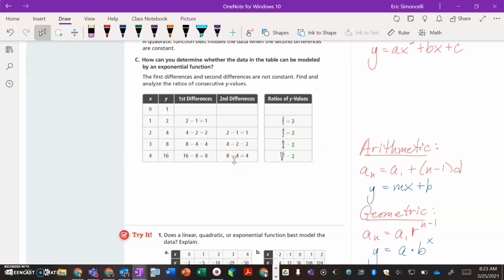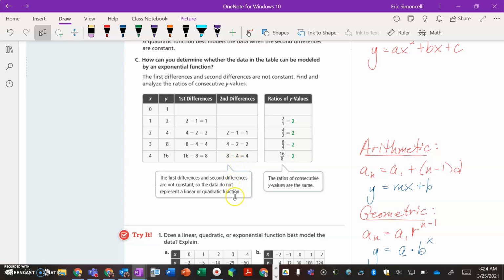Again, first and second differences are not constant, while the ratios of the y values are all the same. What does that tell you? Well, it's not arithmetic nor quadratic. It is, however, geometric. The ratios of consecutive y values are the same. Geometric technically is the same as exponential, which we'll take a look at as they describe here. At least an exponential function best models the data when the ratios of consecutive y values are the same.